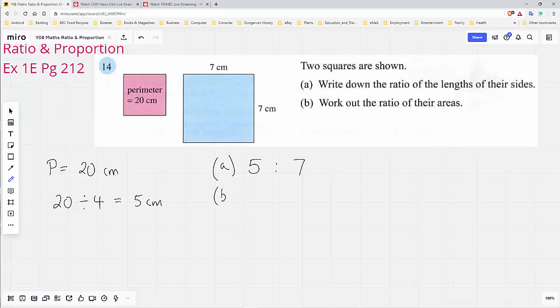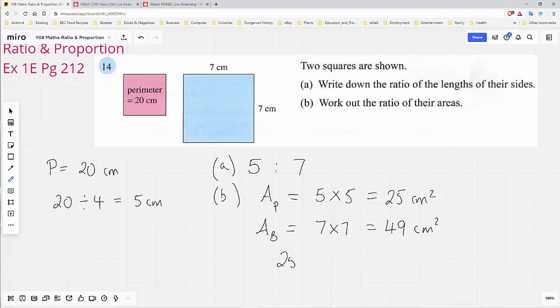Now let's have a look at part B. We need the area of the pink square first, so we're going to call that AP, and its area is going to be 5 times 5, since the side is of length 5, to give me 25 centimeters squared. And for the blue square, AB, we're going to get 7 times 7 for the area, which is going to be 49 centimeters squared. So the ratio looks like it's 25 to 49.